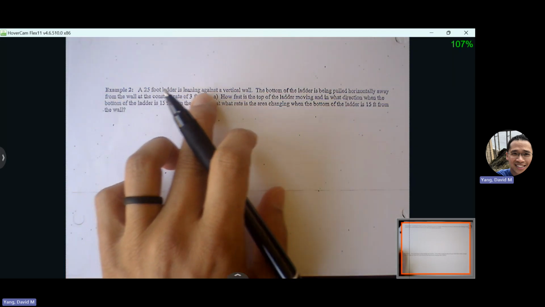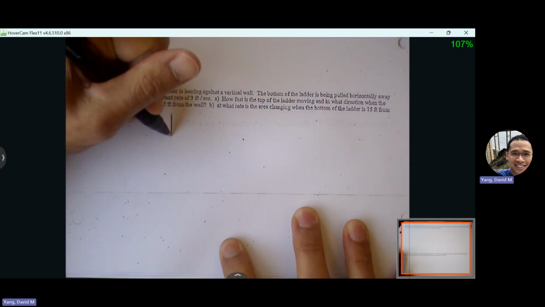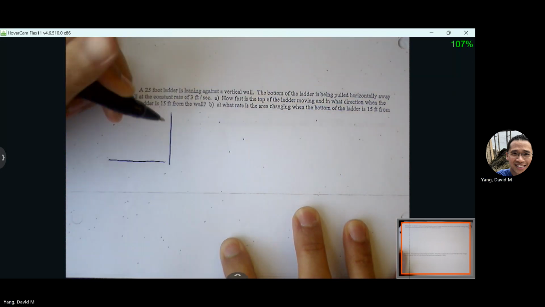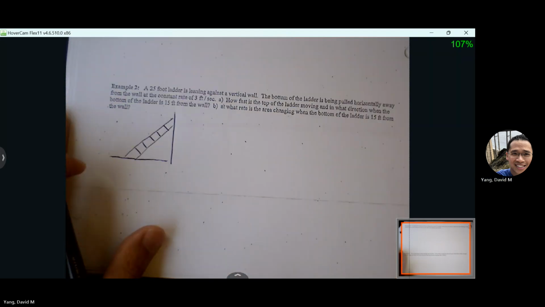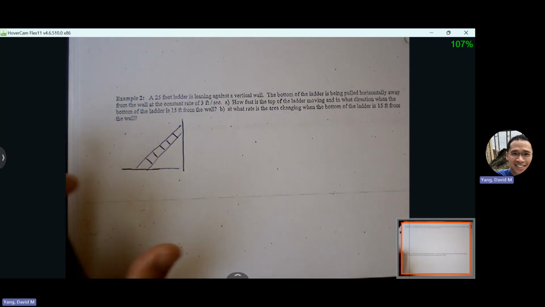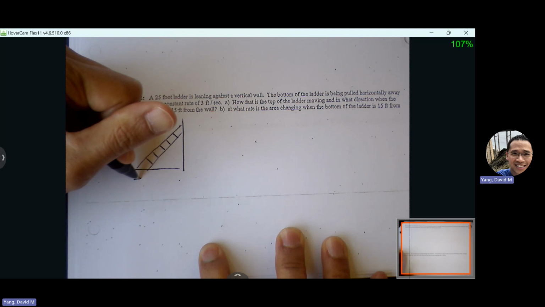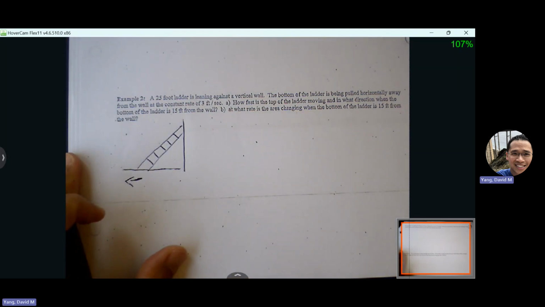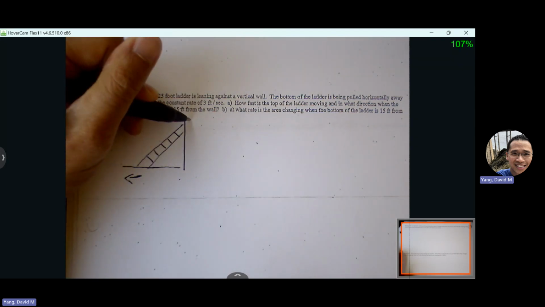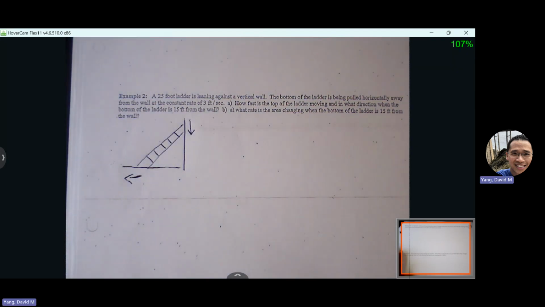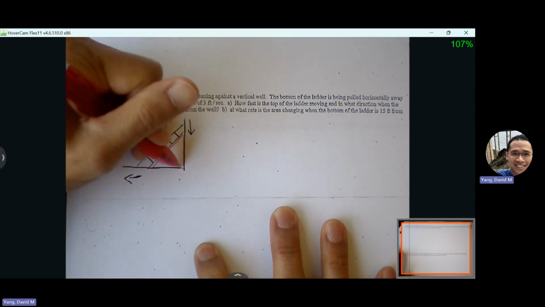So let me read this problem here. A 25-foot ladder. So let's draw it this way, leaning up against the wall. The bottom of the ladder is getting pulled horizontally away from the wall. So imagine the ladder getting pulled away from the wall, which means it's going to cause this side to come down. So the shape that we are working on is basically involving this right triangle here.